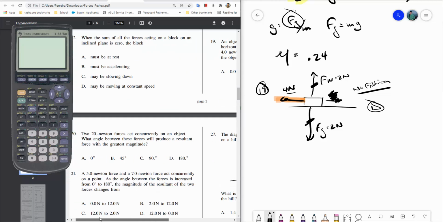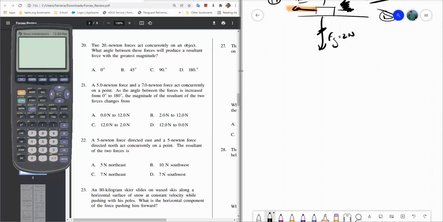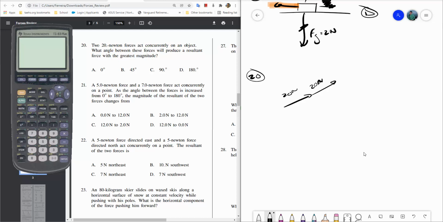Okay, number 20. Two 20 newton forces are acting concurrently on an object. At what angle would these forces produce the resultant with the greatest magnitude? Well, number 20 is pretty straightforward. You want to get the biggest resultant, and you have 2 forces. You have one force of 20 newtons. You have another force of 20 newtons, right? If you want to get the biggest force, put these 20 newton forces together. And the angle is going to basically be 0 degrees. And by that I mean there is no change in angle.